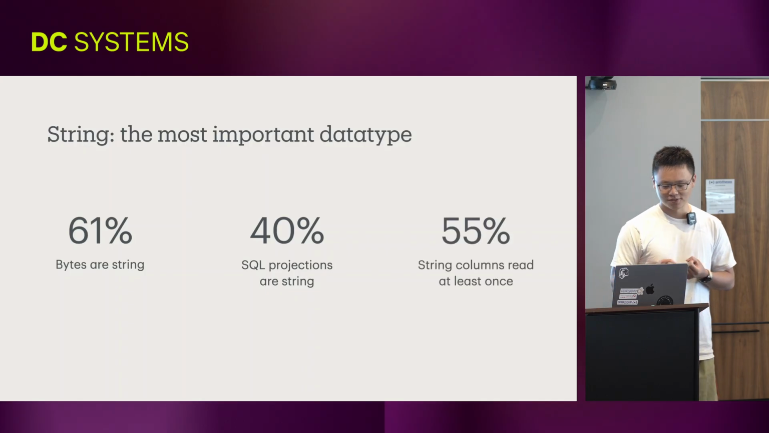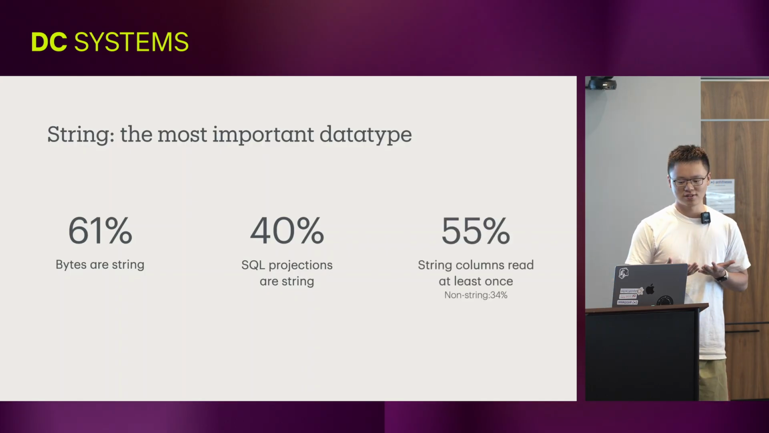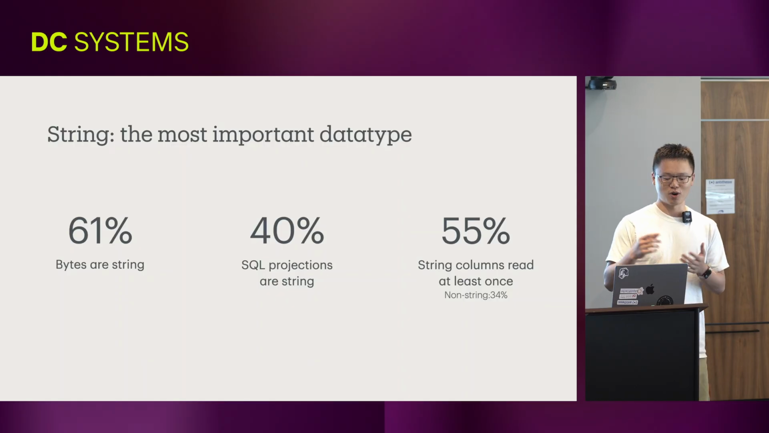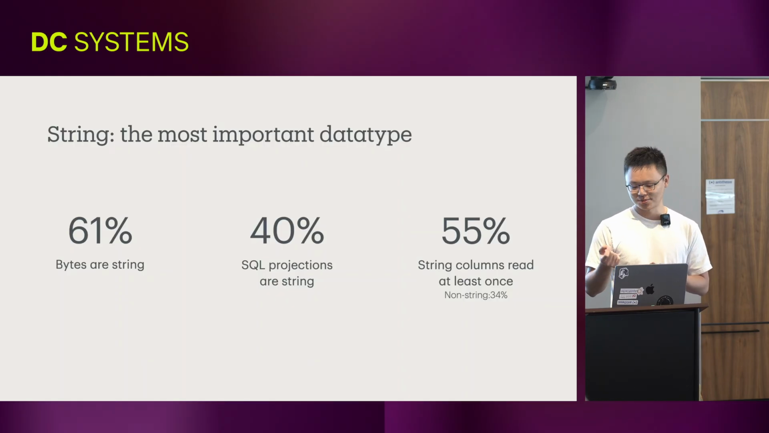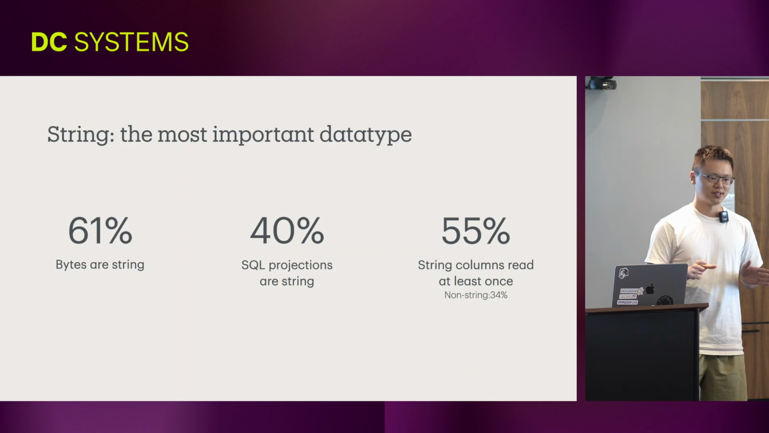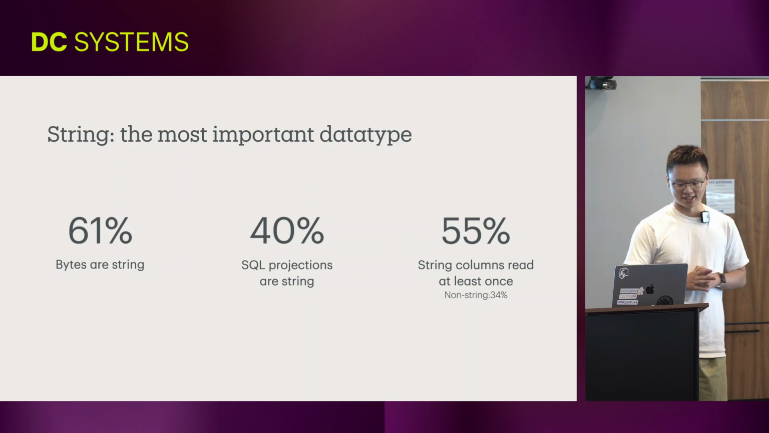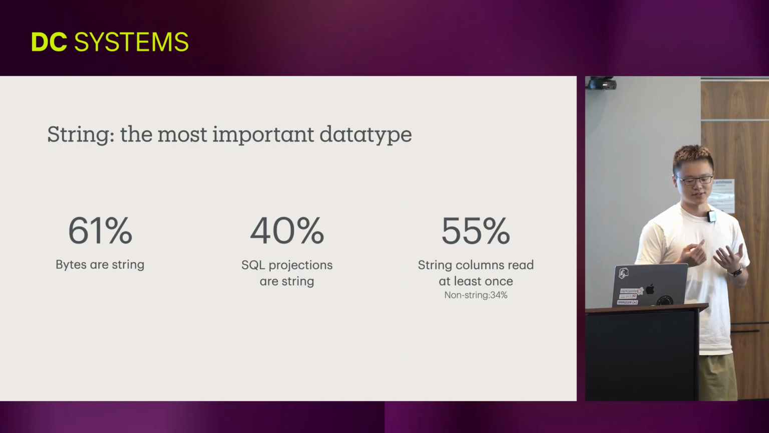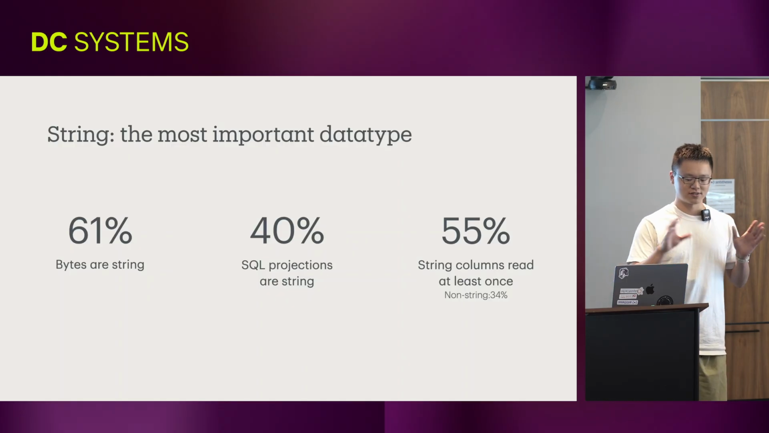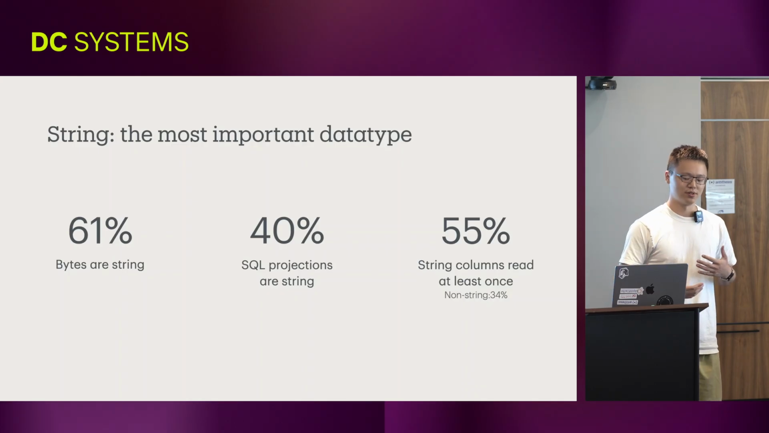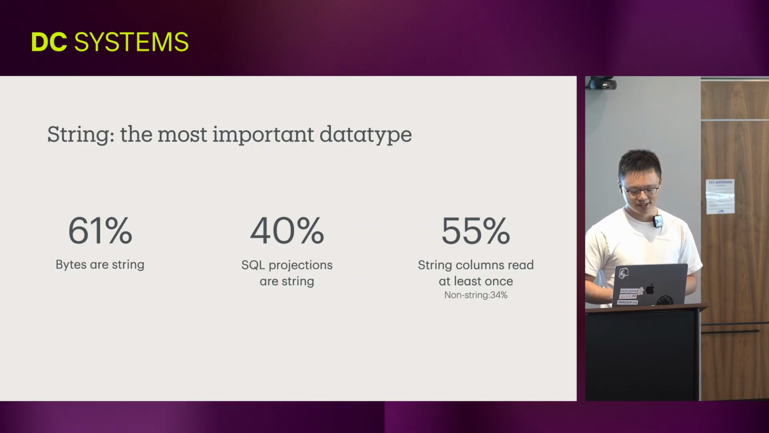Next, we found that 55% of string columns are read at least once in the dataset, whereas for non-string columns the number is only 34%, meaning that 66% of the non-string columns are never read in the dataset. So string is the most important data type, not only because it occupies the largest amount of bytes in the dataset, but also because it's more frequently read than other data types.